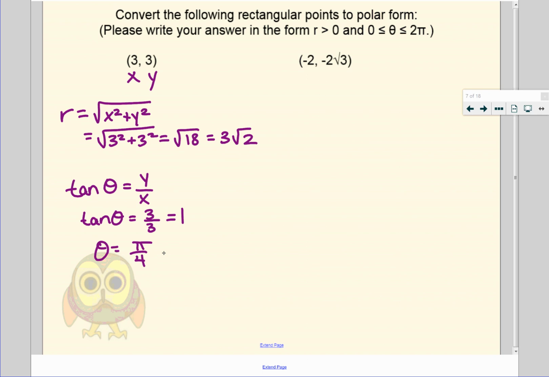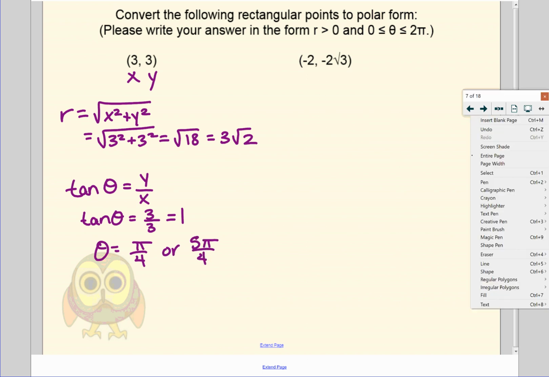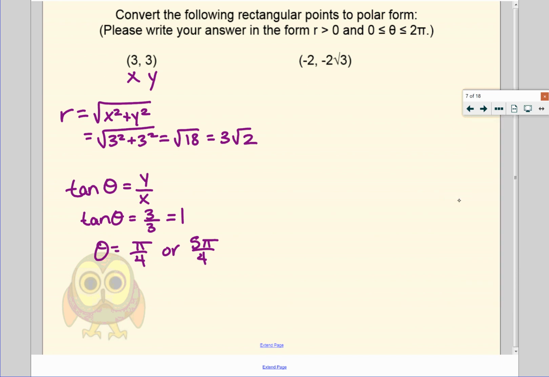Okay, one of those is right and one of those is wrong. How you know which one is correct is we said that this point that I'm writing should be in the same location as my original point. My original point is in what quadrant? Quadrant 1. So you know the angle you're looking for is also in quadrant 1. So we know that pi over 4 is the correct answer. So the final answer is R, which is 3 rad 2, theta, which is pi over 4. Make sense?